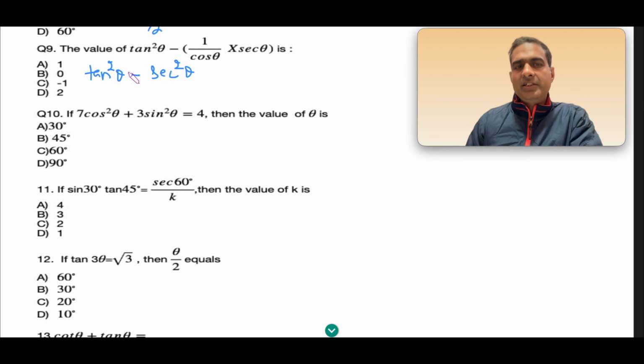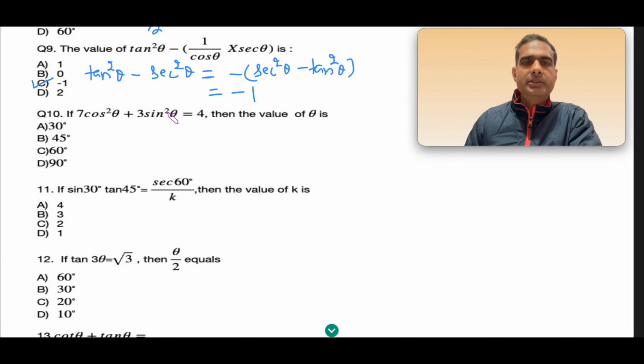Now we know sec square theta minus tan square theta is 1. So we can write it by taking negative common. If I take negative common, sec square theta was negative, so it will become positive sec square theta. And tan square theta was positive, so it will become negative, minus tan square theta. So minus of sec square theta minus tan square theta is 1, so minus of 1. So our answer will be option C.